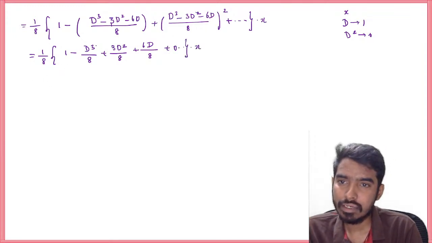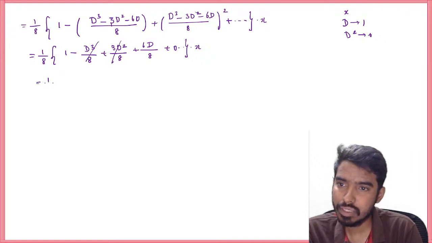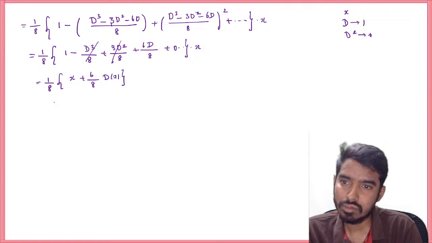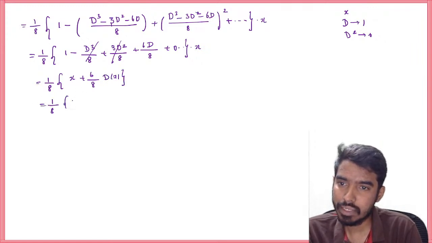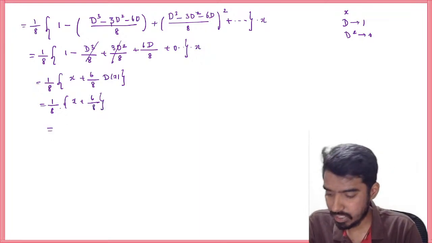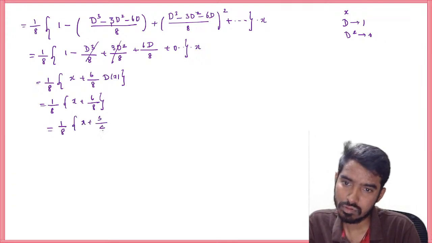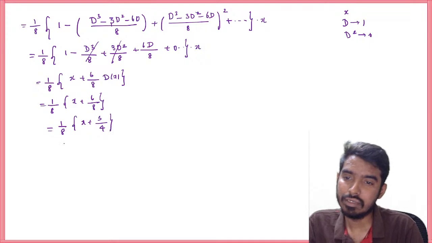So D cube is also 0, D square is also 0, right? So we will have this to be 1 by 8. So multiply x inside. So x plus 6 by 8 D of x. D of x is 1. So we have 1 by 8 x plus 6 by 8. So this is your required answer, or 1 by 8 x plus 3 by 4, cancelling with the two tables, right? This is the required PI.